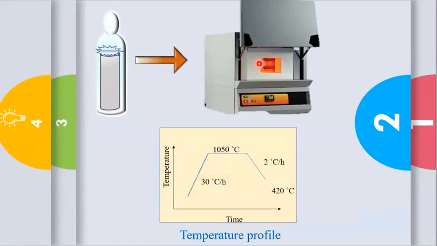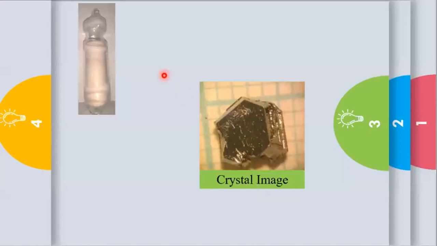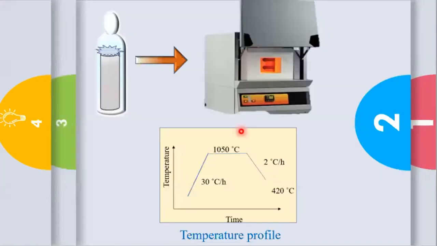The temperature profile for that one was something like this. We heat up to something like 1050, then by slow cooling we came to 420 degrees Celsius, where we extract the single crystal from the flux. This is the real image. You can see this is the alumina crucible, which has been sealed inside the quartz ampule, and this is the grown crystal.